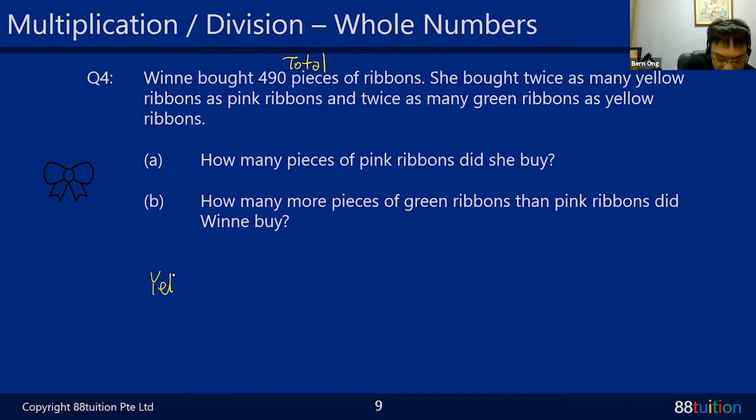Yellow and pink. She bought twice as many yellow. So the yellow got 2 units.